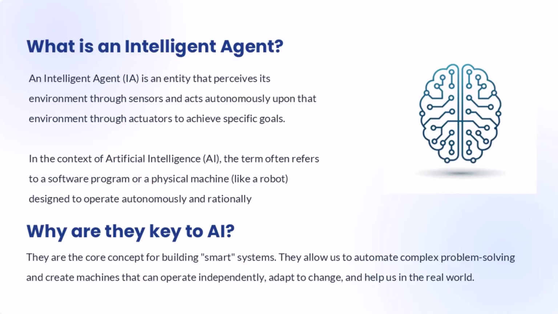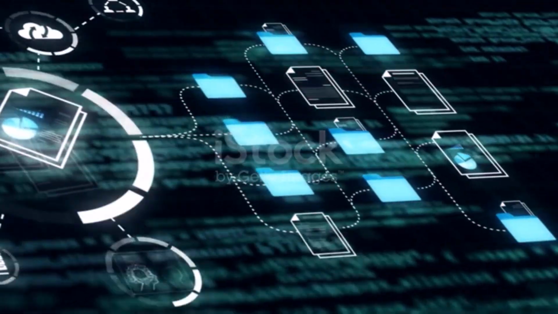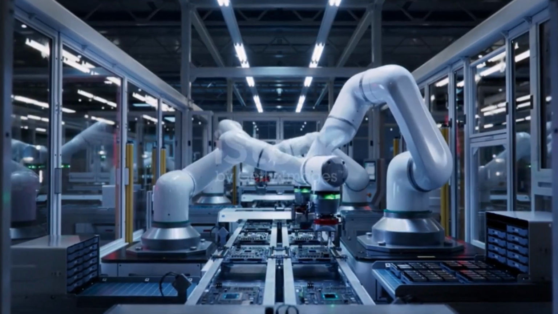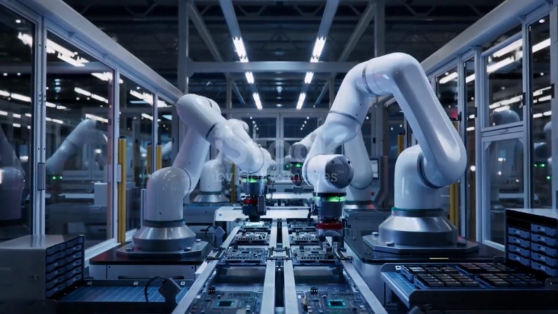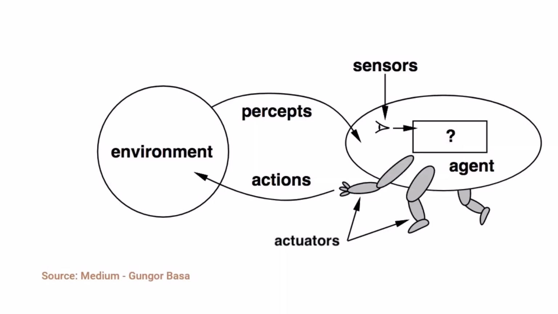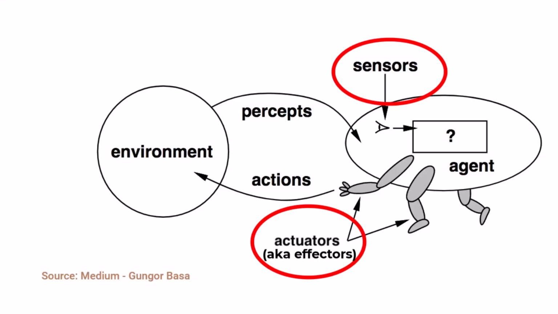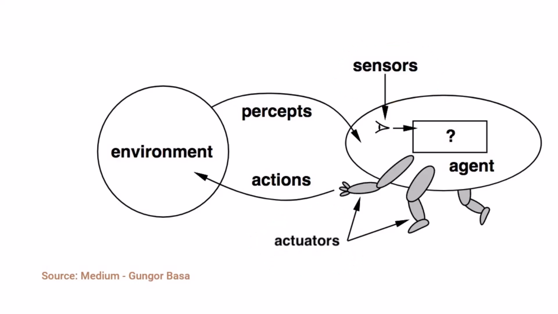So what exactly is an intelligent agent? As the slide shows, an intelligent agent, or IA, is defined as an entity, which could be a software program or a physical robot, that achieves specific goals by perceiving its environment through sensors and acting on that environment through actuators. So the two key words there are sensors and actuators. The agent must operate autonomously without needing constant step-by-step human instructions. It must act rationally to maximize its success.